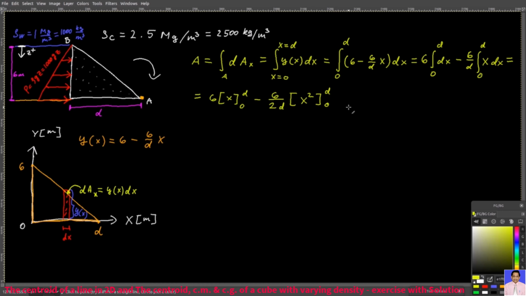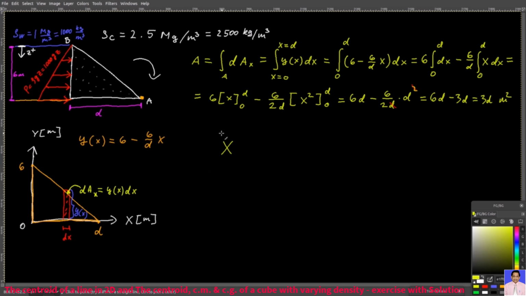And so if I evaluate this integral, then I will have this thing here, or this thing here. I can cancel out the d and the power, so I will have 6d minus 3d, which is 3d meters squared. Essentially, it's the area of the triangle. It's 6 times d over 2, which is 3d, but that's the general way to get it. You can use this way for more complicated shapes as well.